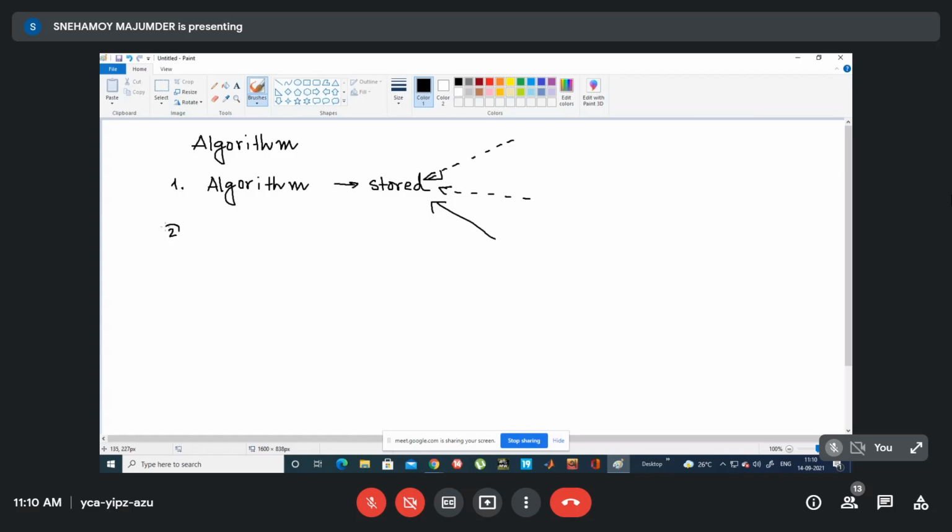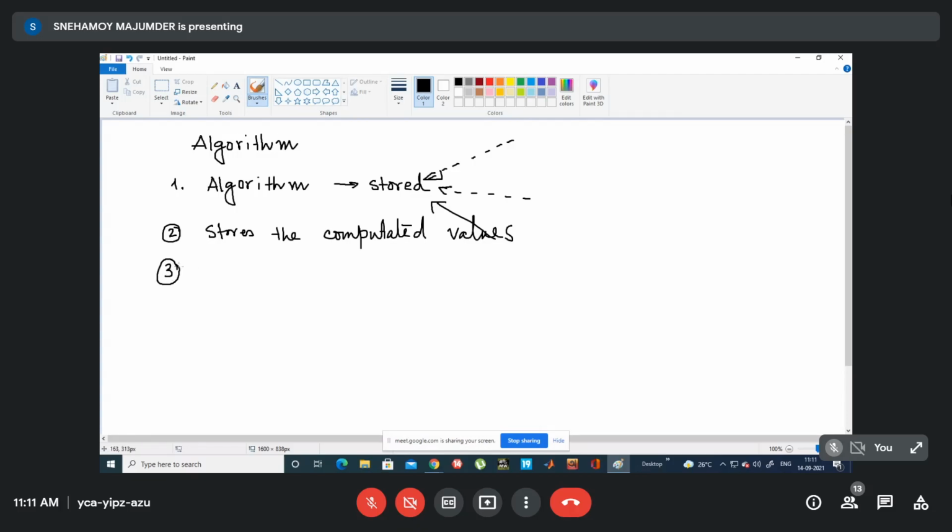Second is, whatever result is obtained from that algorithm and computer programming, that is also stored along with this program, stores the computational value or computed values. And you can also retrieve those values whenever you require that. That is the second important one. Please write down all these things.